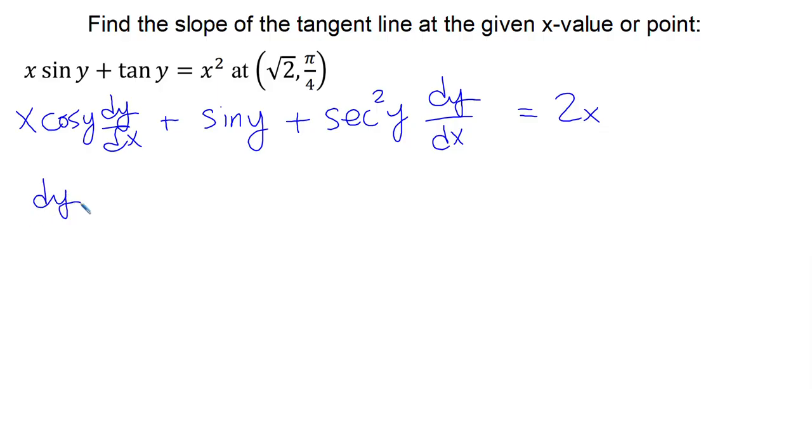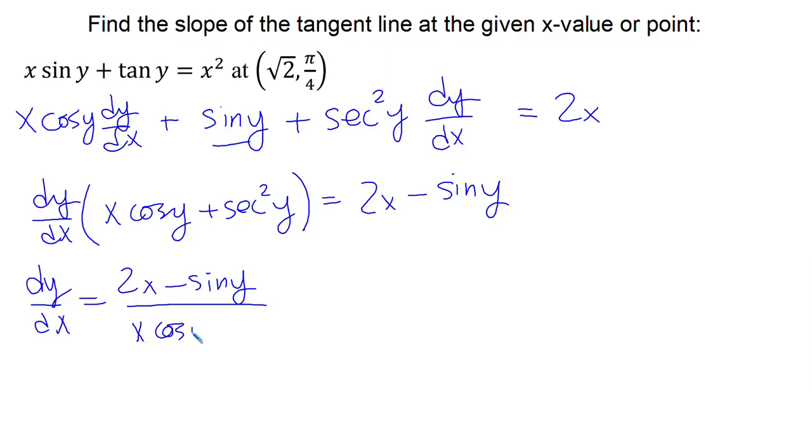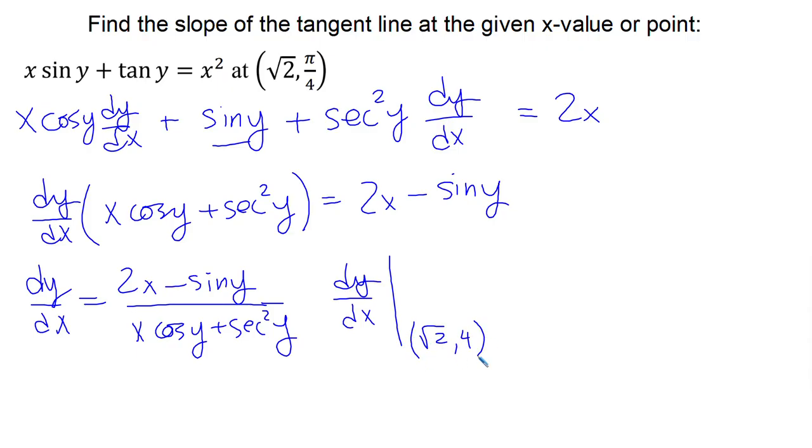All the dy dx's are already on the left-hand side, so we'll just factor that out. We'll have x cosine y plus secant squared y is equal to 2x minus the sine y that needs to be brought to the right-hand side. And then we'll just divide. Dy dx should be 2x minus sine of y divided by x cosine y plus secant squared y. And we'll evaluate that at the point root 2 comma 4. Sorry, not 4, pi over 4.